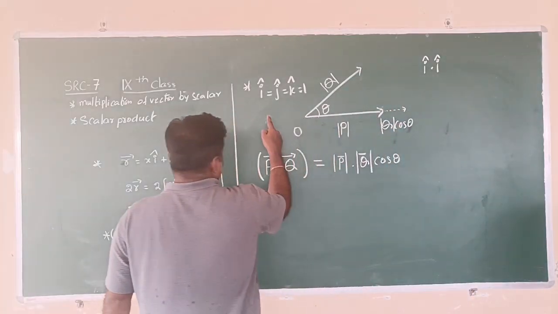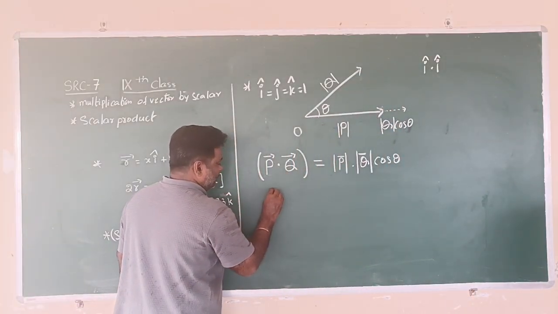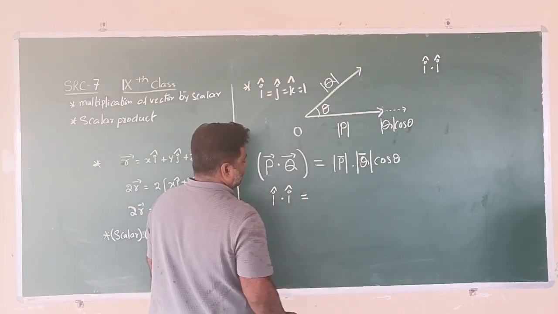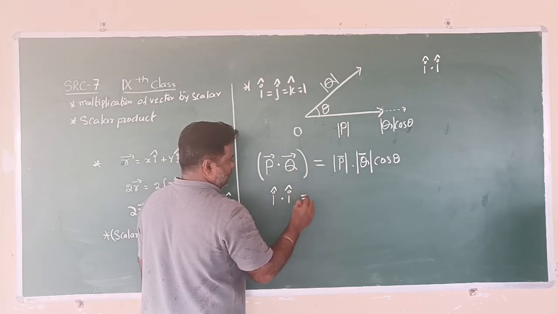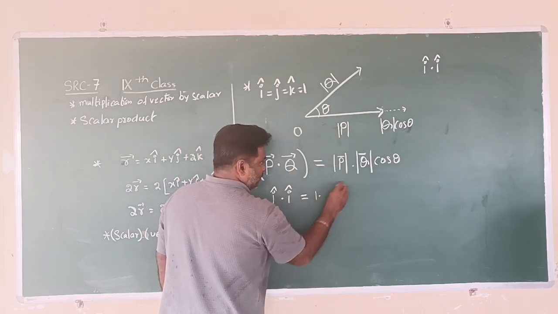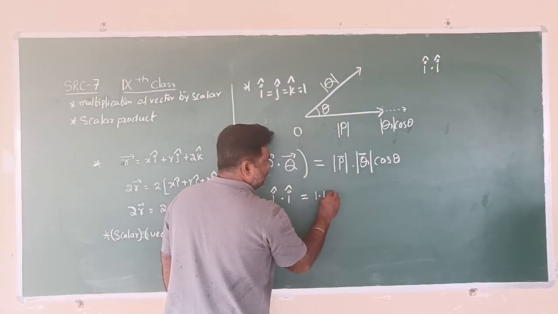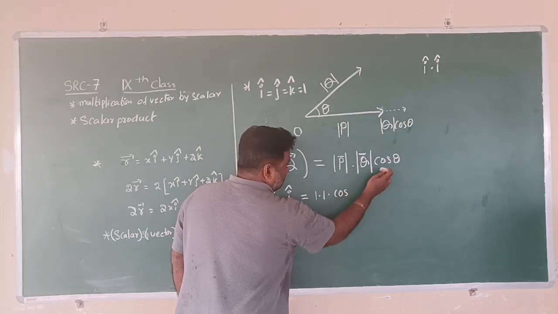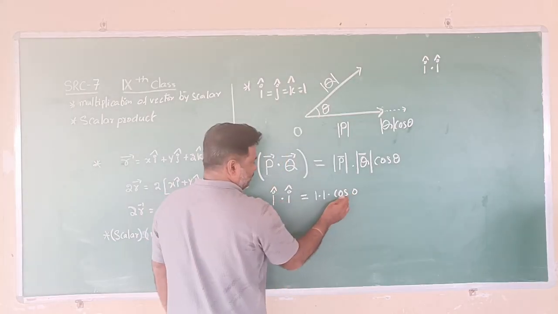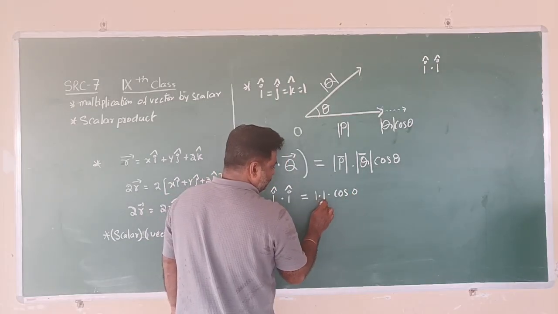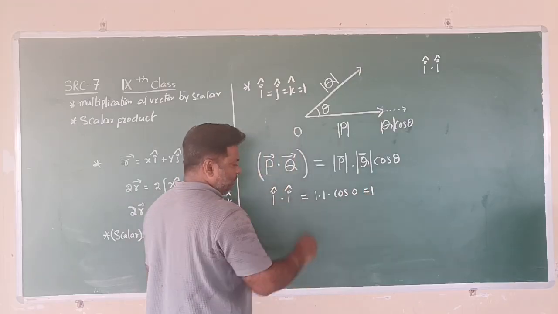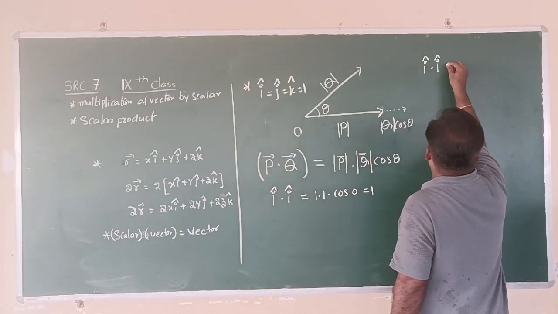Let me verify that here. What will happen to the product between two unit vectors acting along the same axis? i dot i: the magnitude of i cap is 1, the magnitude of the second one is 1, and cos of the angle between i cap and i cap is cos 0, which is equal to 1. So you will get 1 into 1 into 1, then you will get only 1. So i dot i is equal to 1.